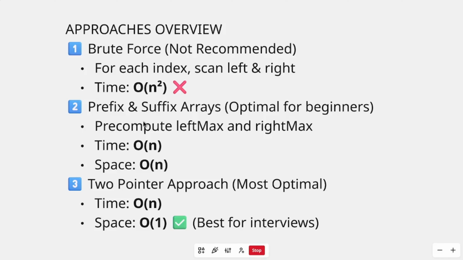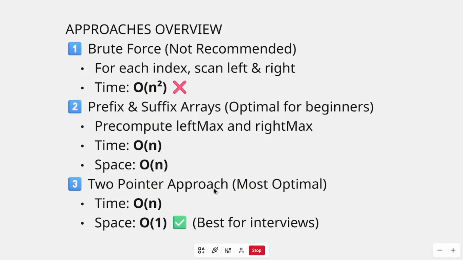Our next one is the prefix and suffix array. It is optimal for beginners, and we pre-compute the left max and right max. We have seen that, right? The maximum on the left side and the right side, and after we have calculated the values, the time complexity is O of n, which means we use only one loop. We traverse only one time. The space complexity is O of n.